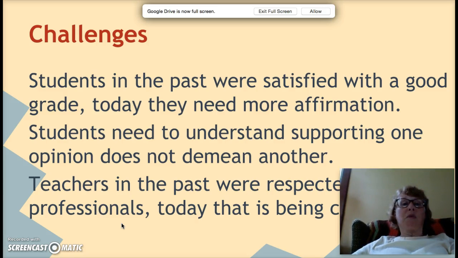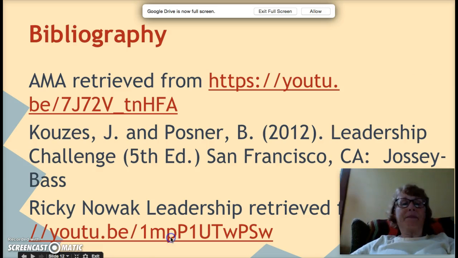Also, in the science classroom, if you have someone who thinks they're right on a particular area, especially when you're in biology and you're looking at instances where some people believe in creation and others in evolution, then you need them to understand that supporting one opinion doesn't demean the other. And of course, as teachers today, we are constantly being challenged to prove our professionalism and our abilities.